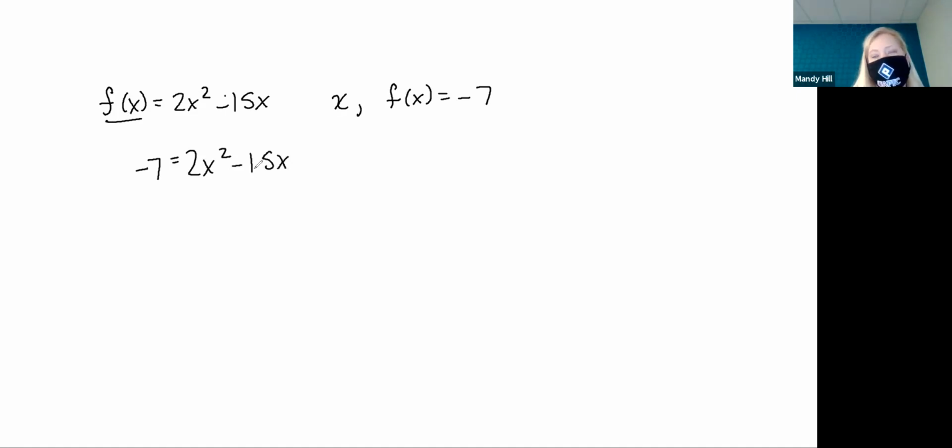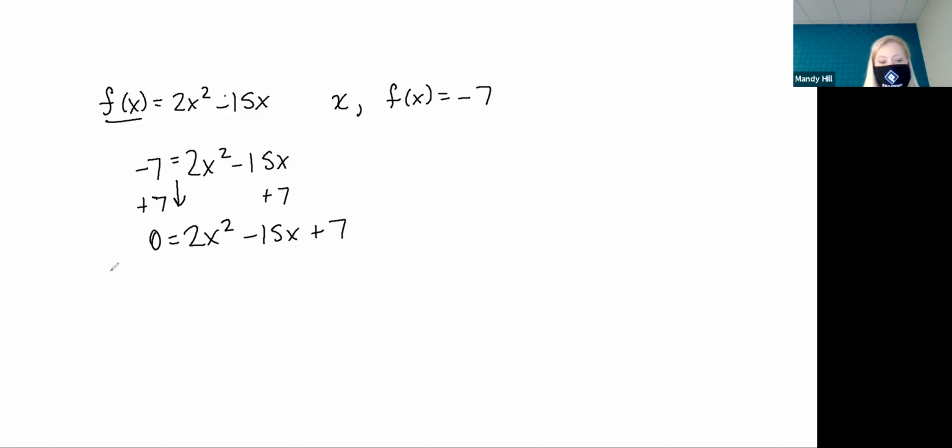This has to be equal to 0. Okay, so in order for me to solve it, it has to be equal to 0. So I want to add 7 to both sides of my equal sign. So I will get this equal to 0. So 2x squared minus 15x. I'm going to have to tack on that 7 at the end because it's not a like term with these other two. It doesn't have an x in it.